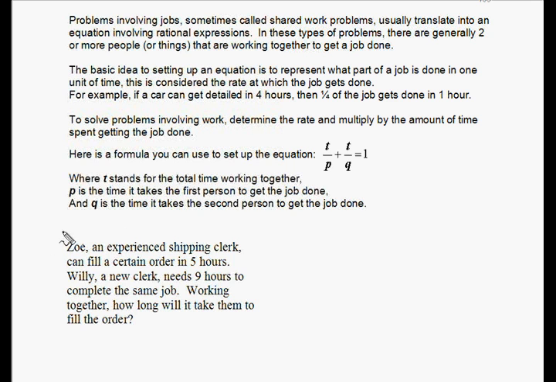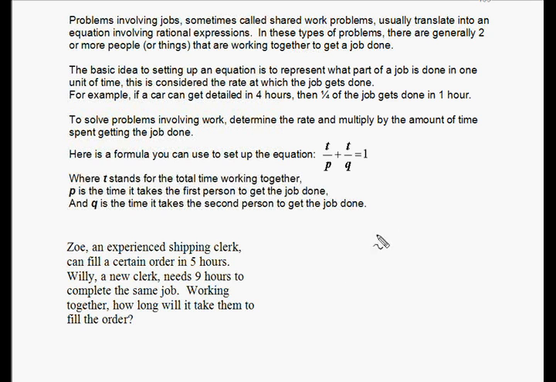Let's look at an example. Zoe, an experienced shipping clerk, can fill a certain order in 5 hours. Willie, a new clerk, needs 9 hours to complete the same job. Working together, how long will it take them to fill the order?